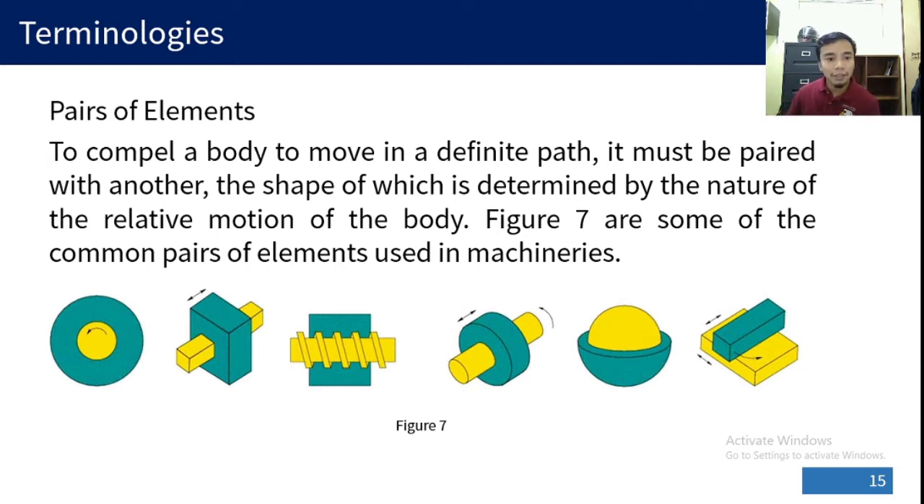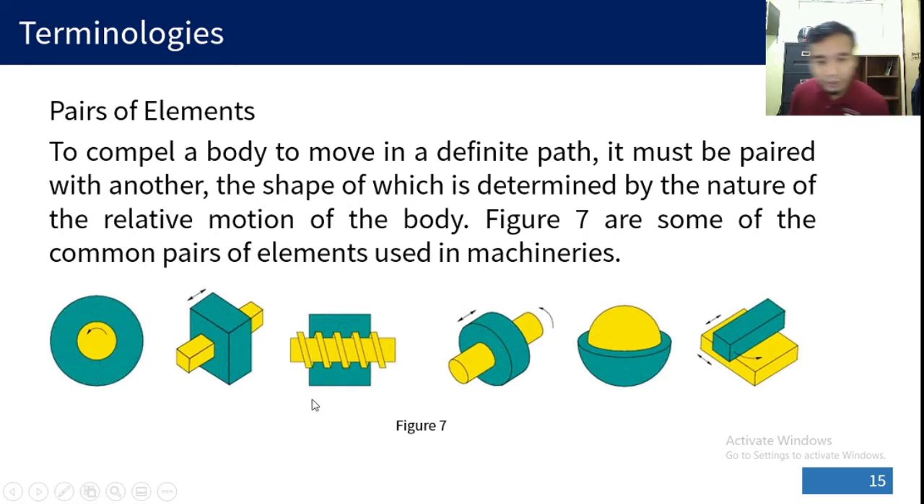Okay, so let us look at some common pairs of elements. Here, if you cause motion, for example the yellow one, if its type of motion is rotary, it will cause rotary motion in its pair too. Whereas if the nature of its motion is linear or reciprocating, it will cause reciprocating motion in its pair.